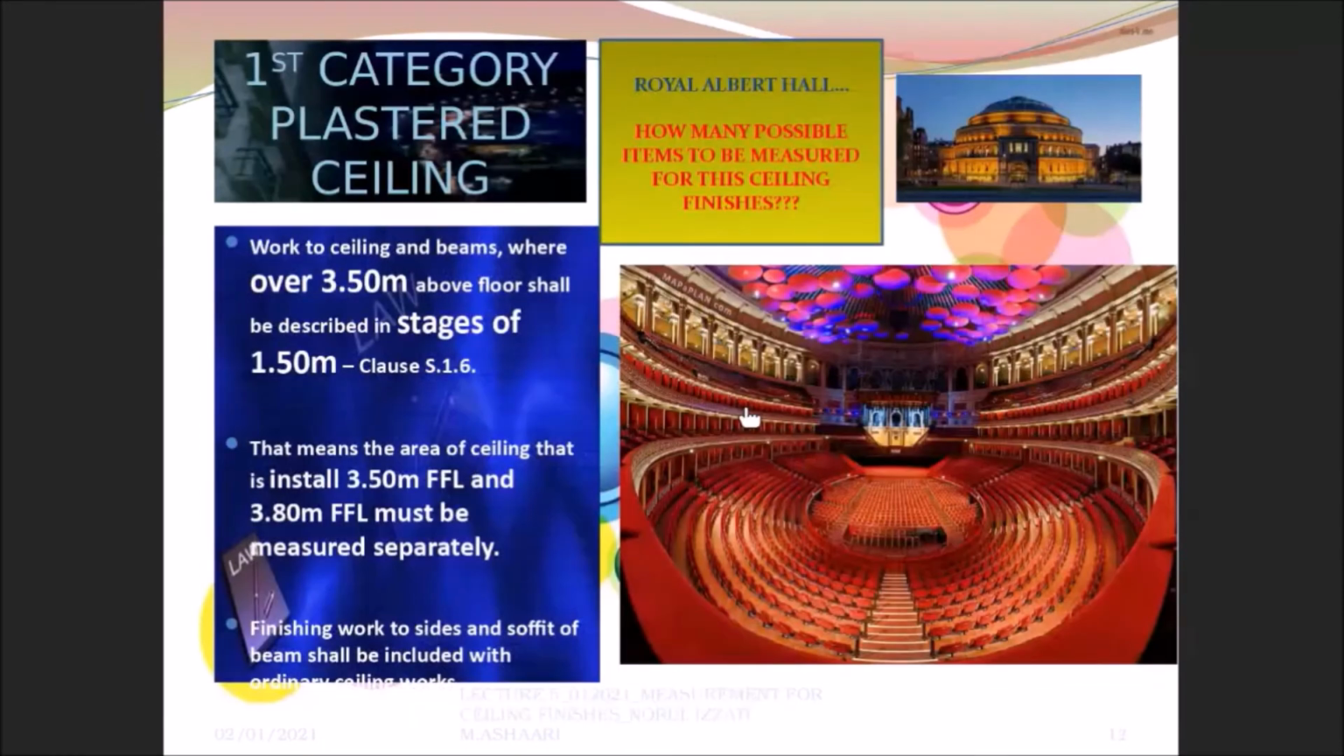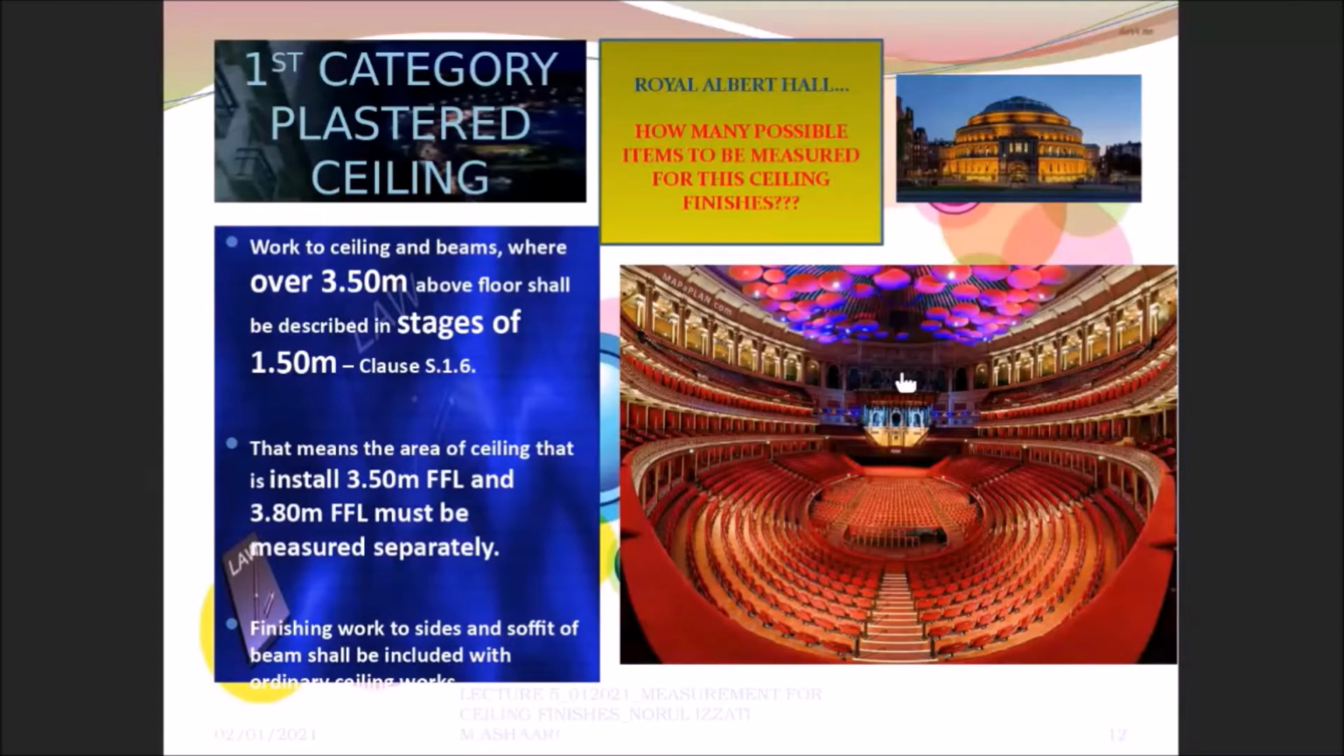That is very important. Okay, and then this is the first category, Royal Albert Hall in London. If you look at this one, I give you one simple question. How many items are to be measured? You have to refer to this clause, S.1. Work to ceiling and beam where it is over 3.5 meter above the floor shall be described in stages of 1.5 meter. So logically, if you are sitting here, this is single story. One story is normally 3 meter, right? This is about 6 meter. This is about 9 meter.